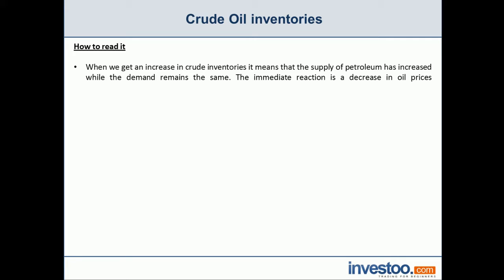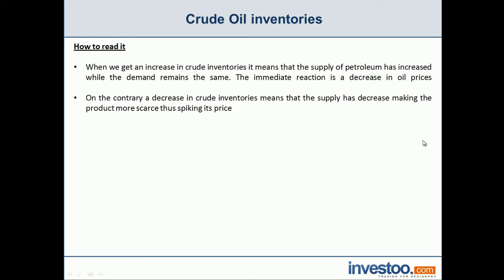And this is very logical because it simply states that if we have more product to offer for the same demand of it, the price is going to decrease. And on the contrary, a decrease in crude oil inventories means that the supply has decreased, making the product more scarce, thus spiking its price. So basically, this is how you're going to read crude oil inventories. If we have a better than expected or a better than last month's number, we are going to sell it, and a worse than last month's number, we are going to buy it.